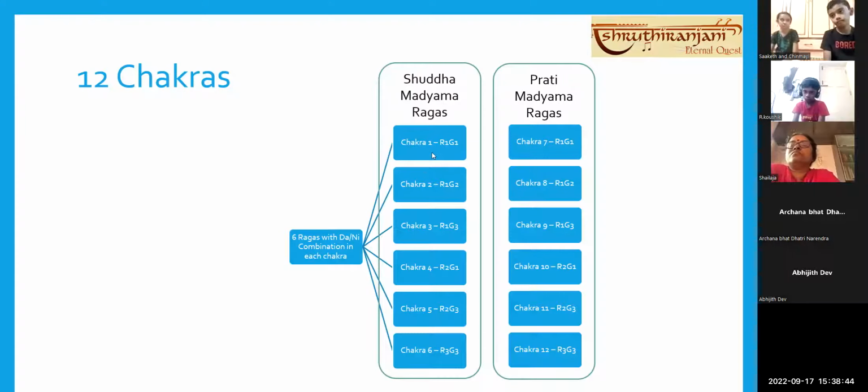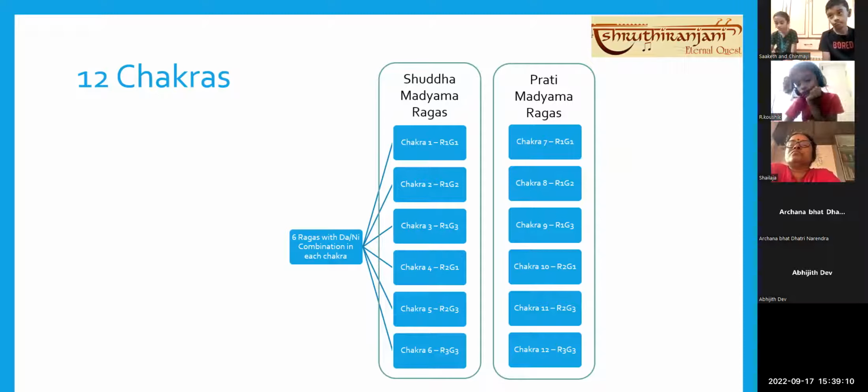There's a reason why I have put 1 to 6 like this and 7 to 12 like next to it. Because in chakra 1, Ri1, Ga1, Ma1, right, this combination is there. In chakra 7, you will find that Ri1, Ga1, Ma2 will be there instead of Ma1. That is the only difference. So you just change Shuddha Madhyama to Prati Madhyama, you will get the equivalent raga which is side by side.